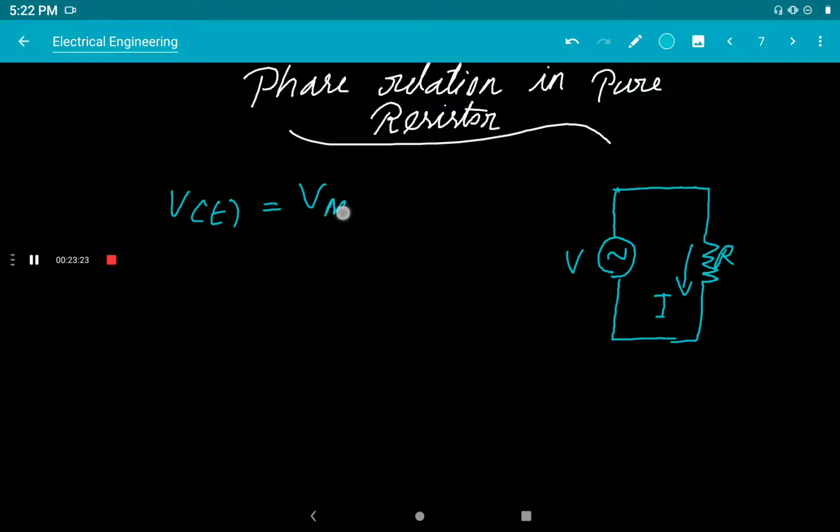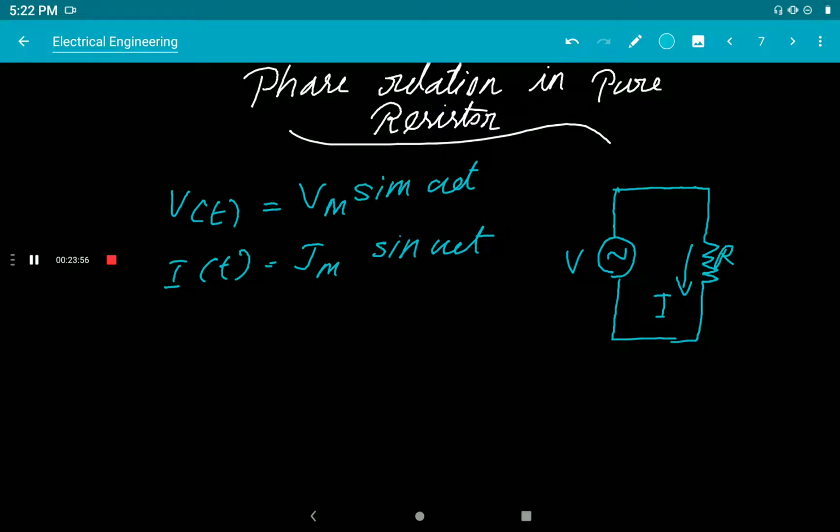If it is a sine wave, a sinusoidal AC voltage, we represent it as Vm sine omega t. That is for voltage. For current, I of t is equal to Im sine omega t. At any point on a sine wave, the instantaneous value V of t is equal to the maximum value times the sine of the angular frequency at that point.